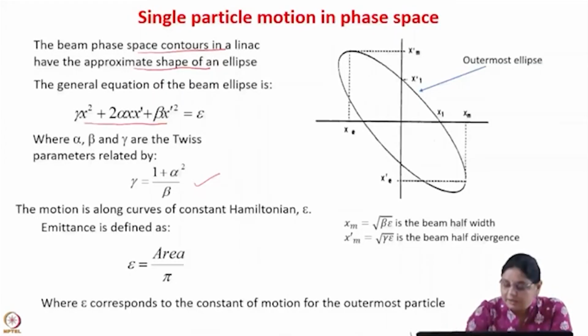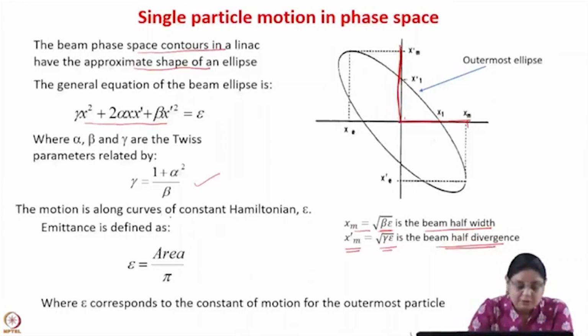The maximum beam size is given by under root beta epsilon. This is the beam half width. Similarly, the maximum beam divergence xm prime is equal to under root gamma epsilon. This is the beam half divergence.